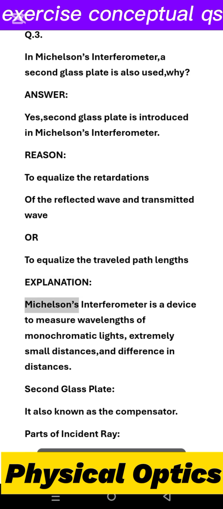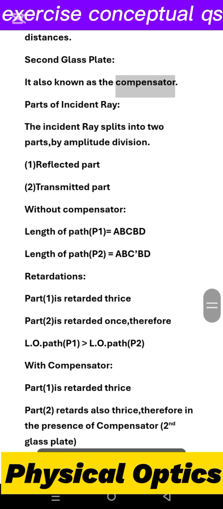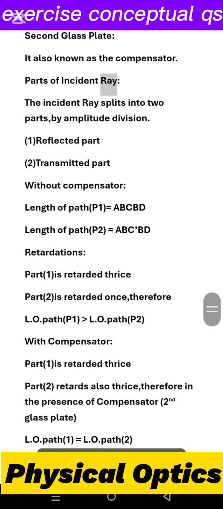Explanation. Michelson's interferometer is a device to measure wavelengths of monochromatic lights, extremely small distances, and differences in distances. Second glass plate. It is also known as the compensator. Parts of incident ray. The incident ray splits into two parts by amplitude division. 1. Reflected part. 2. Transmitted part.